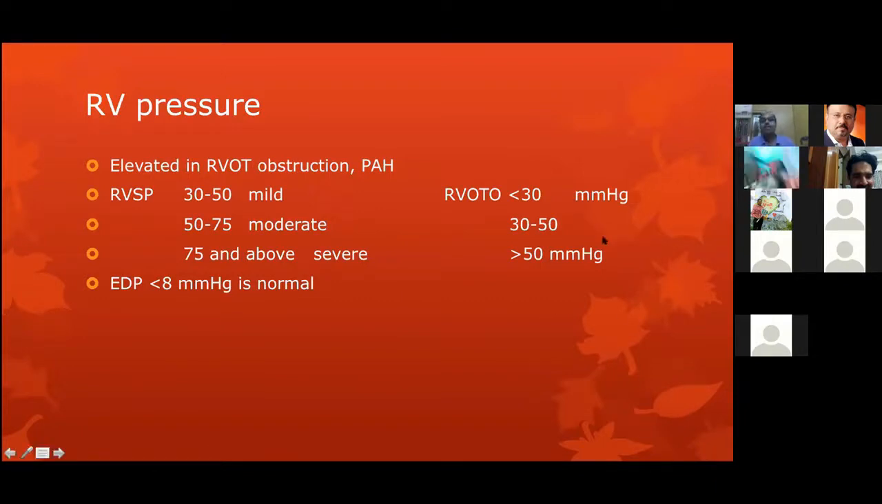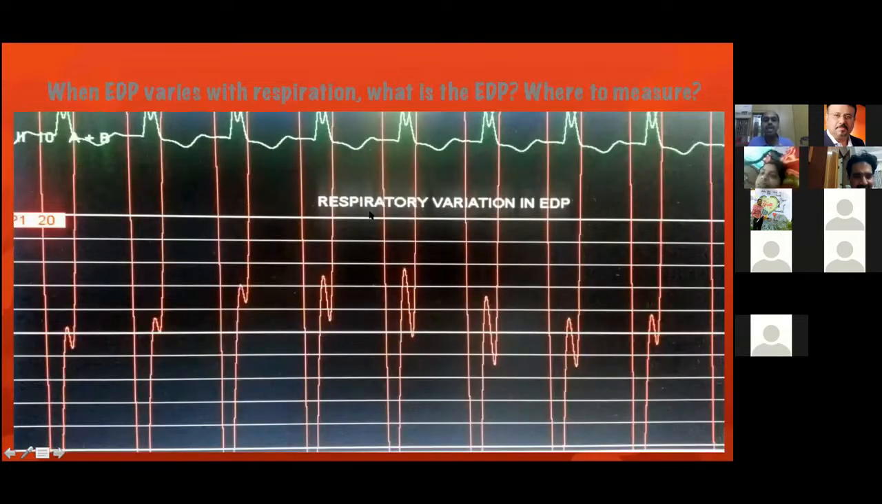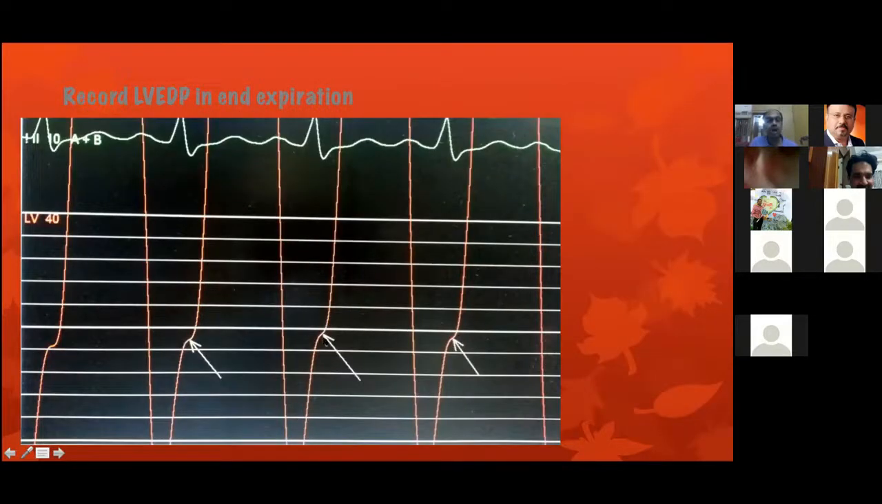So right ventricular pressure is the severity of the right ventricular outflow tract obstruction. Coming to left ventricular end-diastolic pressure, it is measured at the R wave, or the place where the isovolumic contraction starts. Left ventricular end-diastolic pressure should be measured at the end of expiration, which means in a pressure transducer, whichever is the highest point will be the correct left ventricular end-diastolic pressure. Always measure at end of expiration. So keep on identifying the points and whichever is the highest is measured.